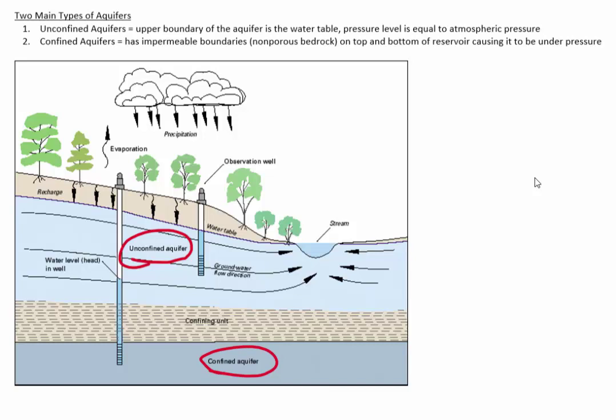Confined aquifers have what we call impervious boundaries, or boundaries where water isn't able to get through the bedrock. So these aquifers are usually found deep underground, and you usually have rock here, and then there's usually a layer of rock underneath. This water is hard to access and is usually really deep underground.